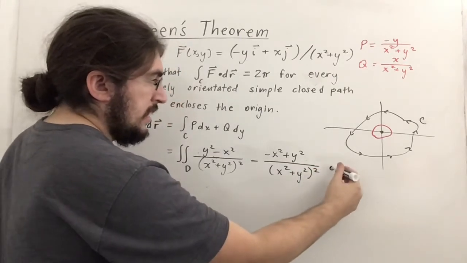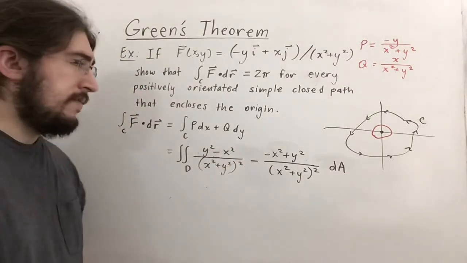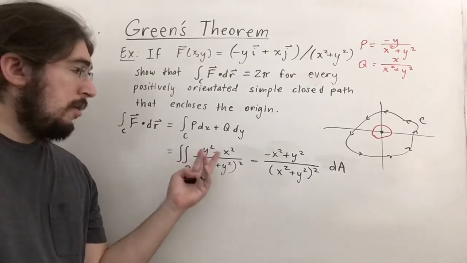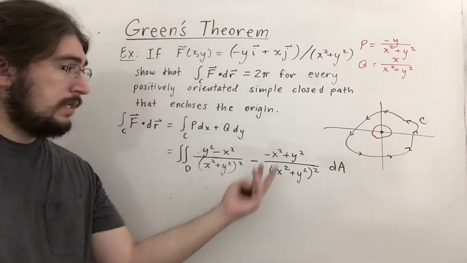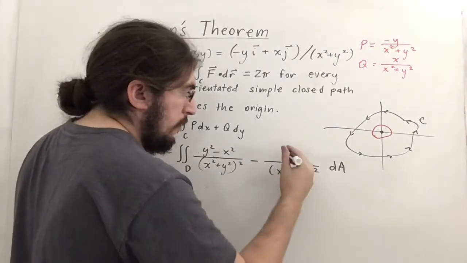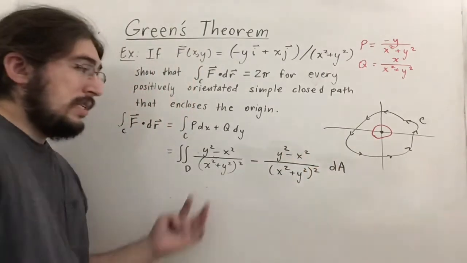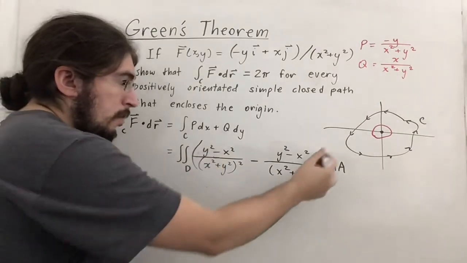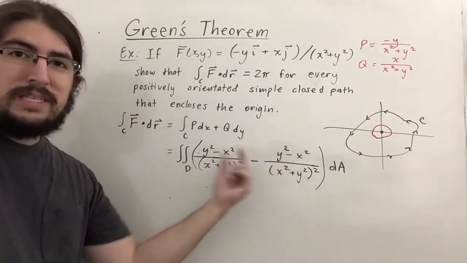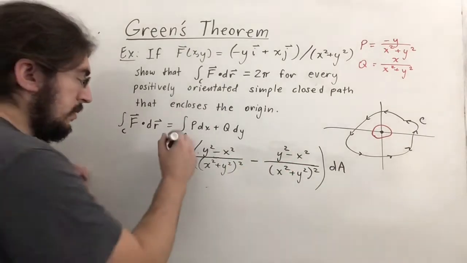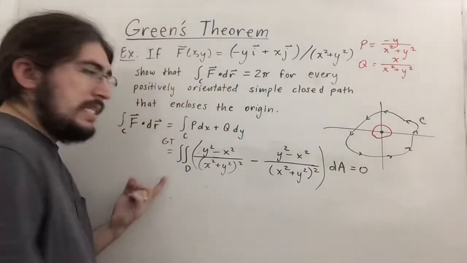Perfect. And then dA. Now what you may notice is that you can actually make this positive by pulling out the negative, but notice that y squared minus x squared is the same as negative x squared plus y squared. It's just a rearrangement. So if you rearrange this like that, then you get matching numerators, and since you have matching denominators, this is really something minus itself, which is 0. So the double integral of this expression, by Green's theorem, is actually equal to 0 no matter what D is.